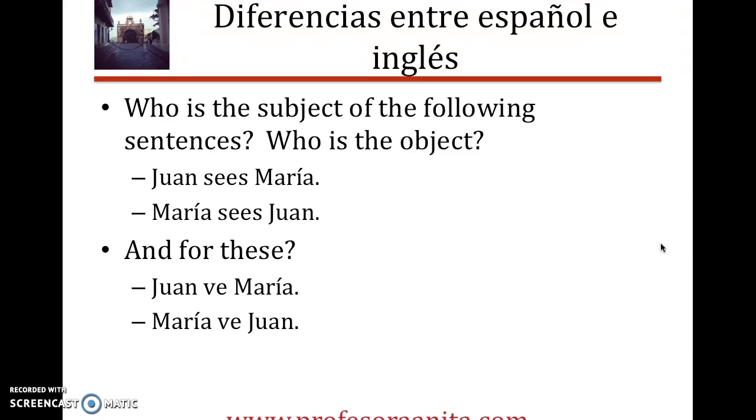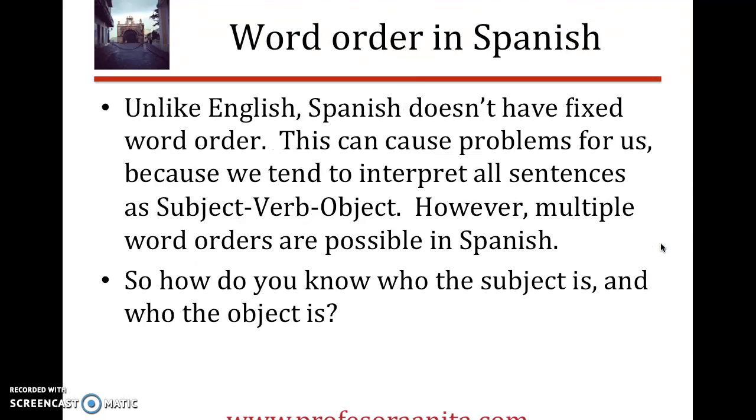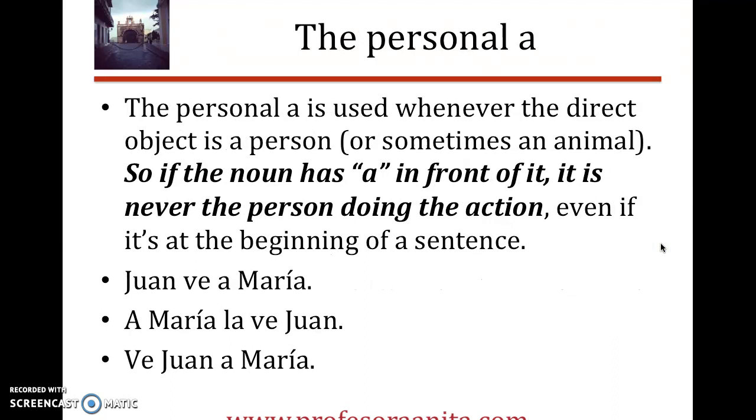So in Spanish, to see who's doing the action and who's receiving the action, we need something else to tell us, to make those sentences grammatical. And that thing is called the personal a. The personal a is used whenever the direct object is a person, sometimes an animal, if it's an animal you love a lot, like a person. So if the noun has an a in front of it, it's never the person doing the action, even if it's at the beginning of a sentence.